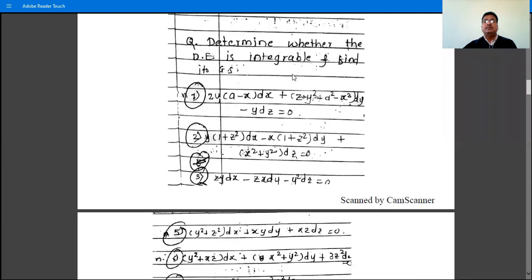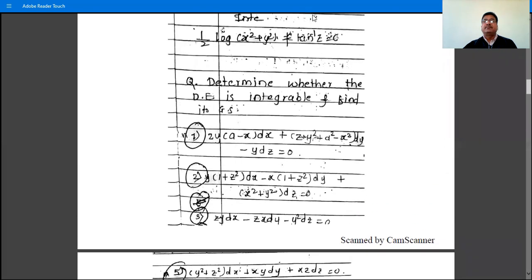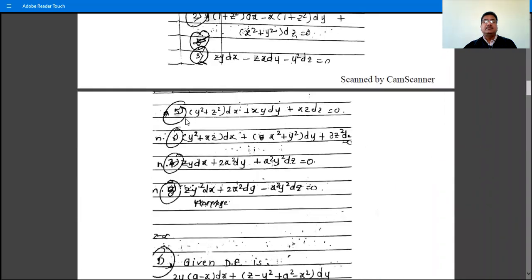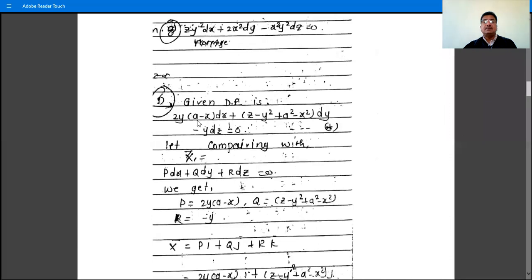Solutions of homework problems. What are the problems? 2y(a − x)dx + (z − y² + a²x²)dy − y dz = 0. This is the first, then the second, third, fourth, fifth, sixth, seventh, eighth. So the first example is 2y(a − x)dx.